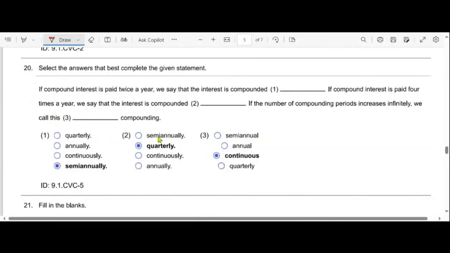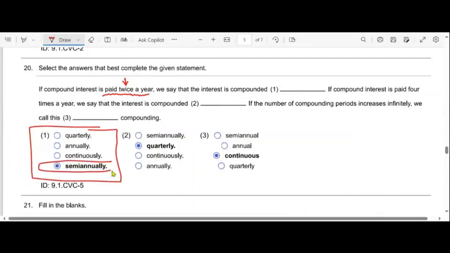Yeah, read number 20. Number 20, select the answers that best complete the given statement. If compound interest is paid twice a year, we say that the interest is compounded semiannually. Good. So the answer for the first one is semiannually.